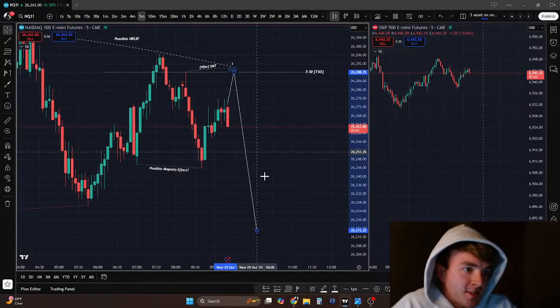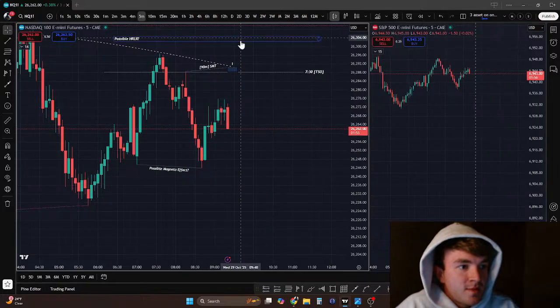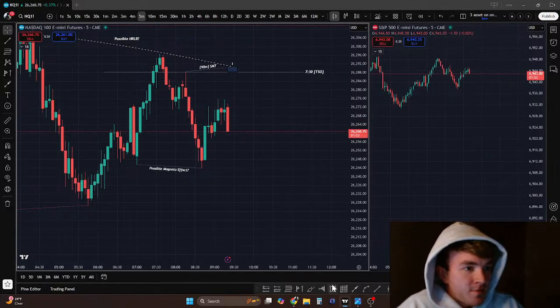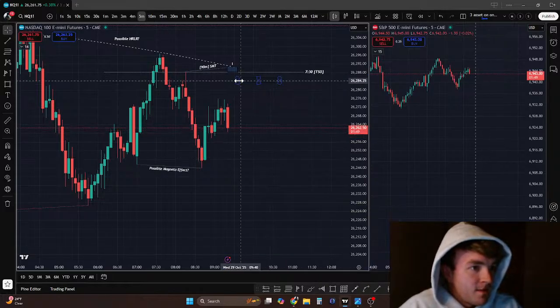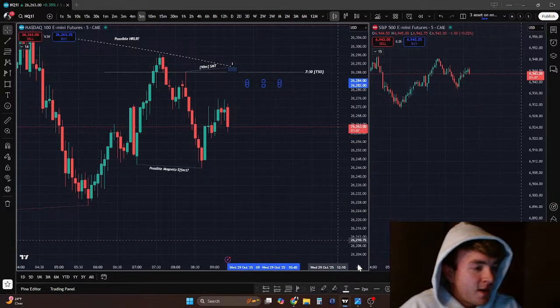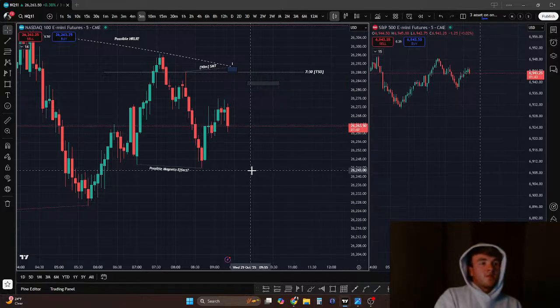I think I'm just going to be patient and watch. But what I'm hoping for, an optimal situation, is a sweep and then maybe a 2022 model to the downside, honestly. I think that would be pretty clean. I don't really want to take an inversion. I don't want to take a change in state. I'm just feeling 2022 model, honestly.